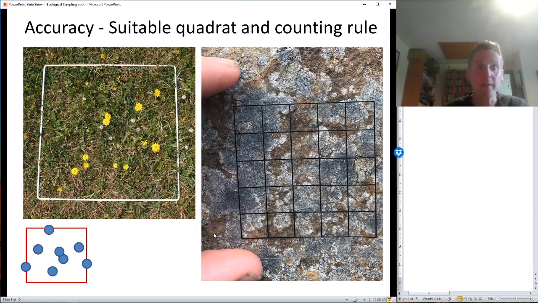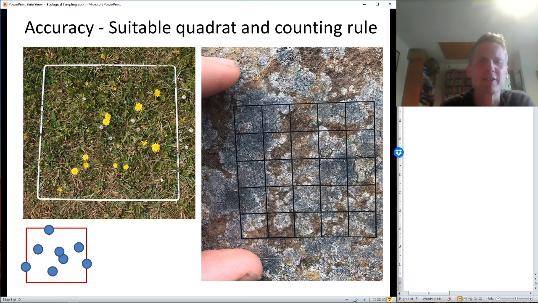So in terms of accuracy, yes, suitable quadrats. If we take this left-hand picture first, imagine we were counting the yellow flowers. I'll pop my quadrat down at some random coordinates, and I can count. Obviously this is a suitably sized quadrat. If I was counting blades of grass, it'd be too big. So you think about the size of the quadrat.